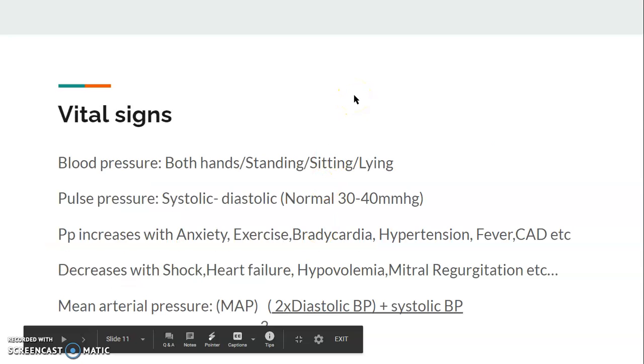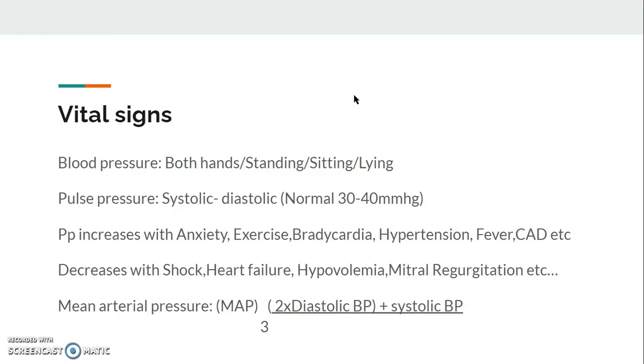As with other assessments, vital signs play a vital role here in cardiac assessments. It is like temperature, pulse, blood pressure, heart rate, respiratory rate, SpO2 and pain. But we will be focusing here on something related to the cardiac. Blood pressure, both hands, standing, sitting and lying. So make sure of the patient's condition when you do this. Usually blood pressure should be checked on both hands, standing, sitting and lying.